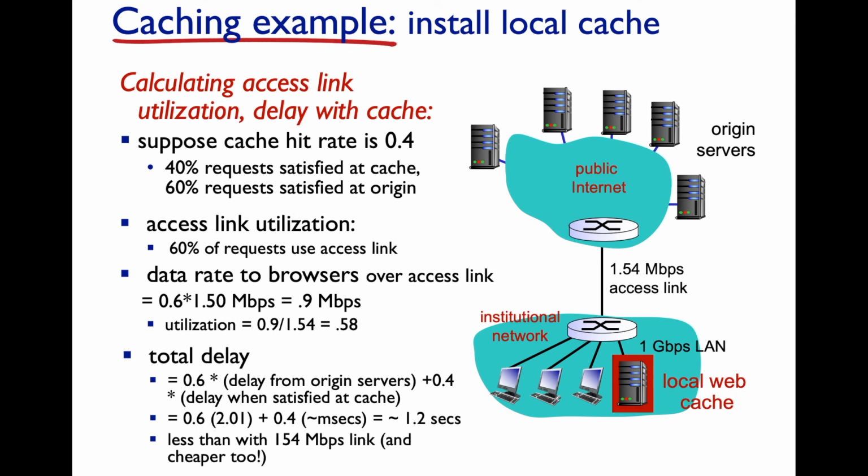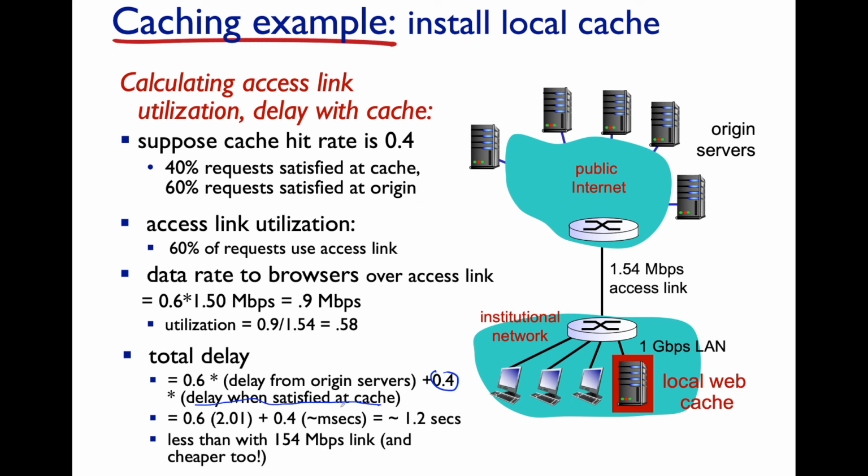So 60% of the time, the delay is going to be the full delay from the origin server, and then the remaining 40% of the time, that's what this 0.04 is doing, it's going to be the delay that you incur when you satisfy the request at the cache, meaning it's loaded from the cache and you don't have to reach out to the origin server. So we take our 0.6, multiply it by those 2 seconds we talked about before.